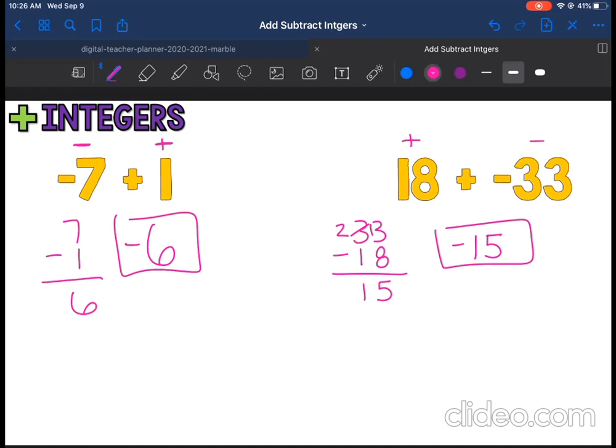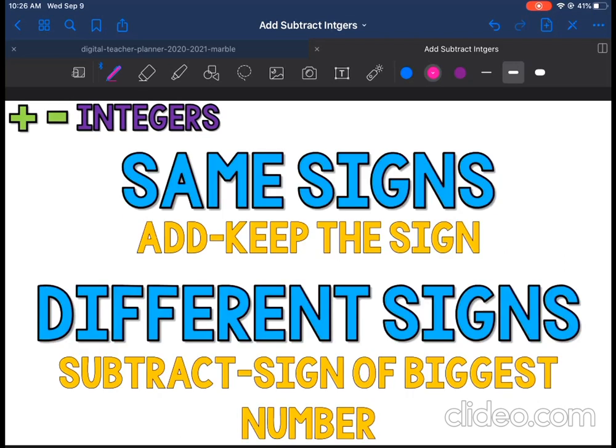All right. So now we talked about adding integers. Let's go over our rules real quick. Remember, same sign, you're going to add and keep the sign. Different signs, you're going to subtract and keep the sign of the larger number.